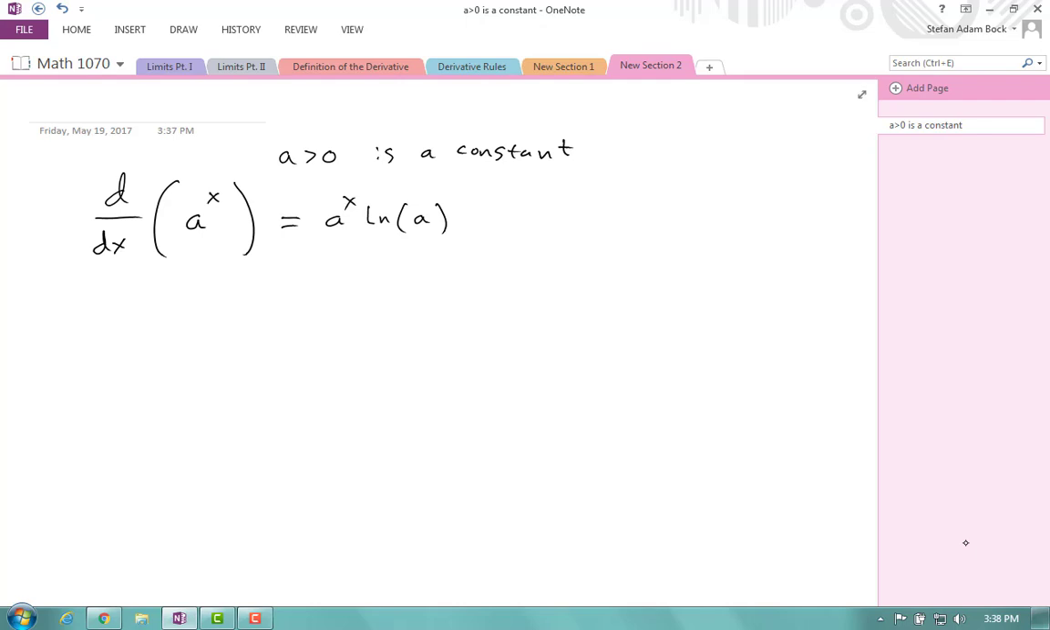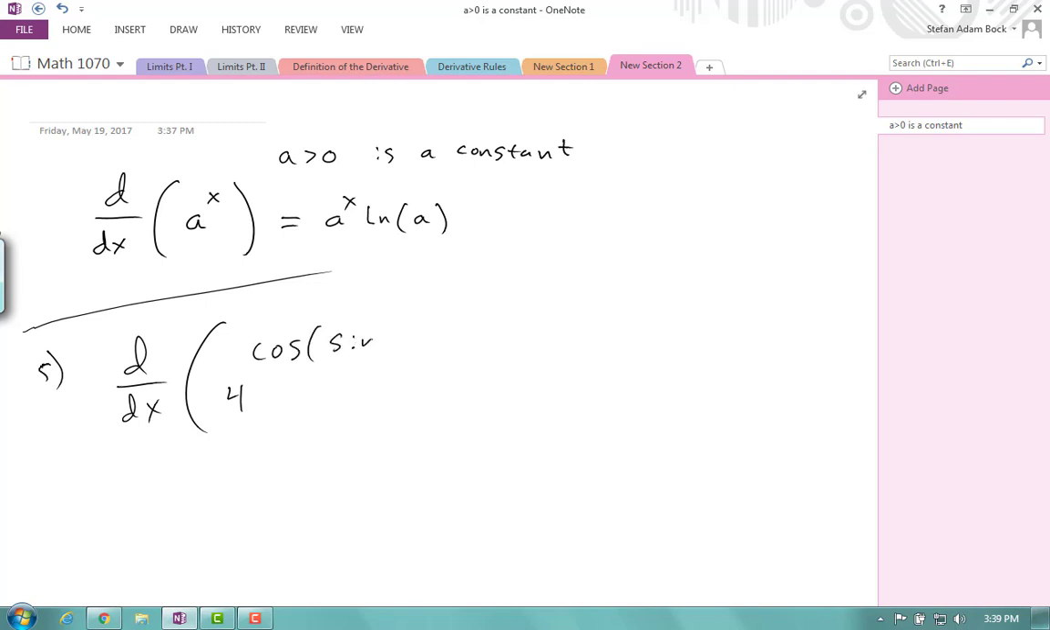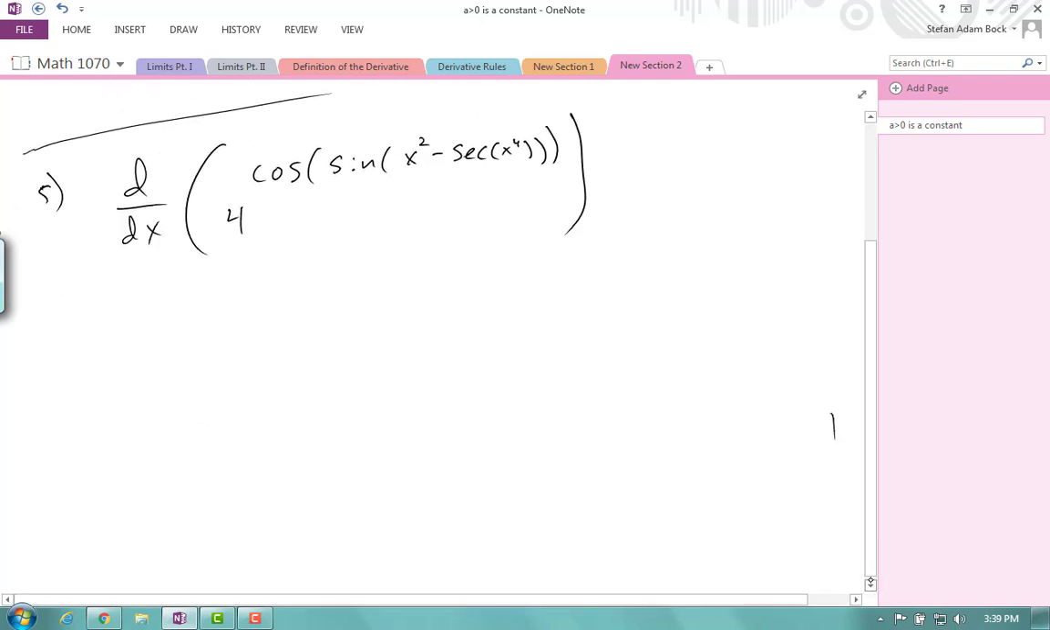So if I wanted to do something really crazy now, I could ask for the derivative of 4 to the cosine of the sine of x squared minus secant of x to the 4th. That looks pretty nasty, doesn't it? But honestly, I think it probably won't be that bad.